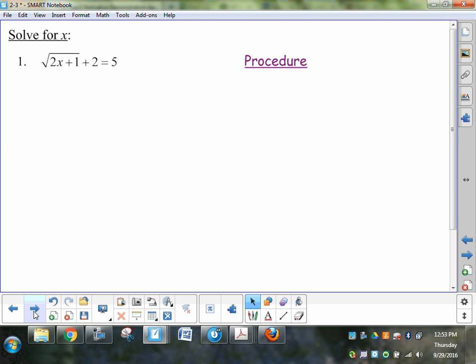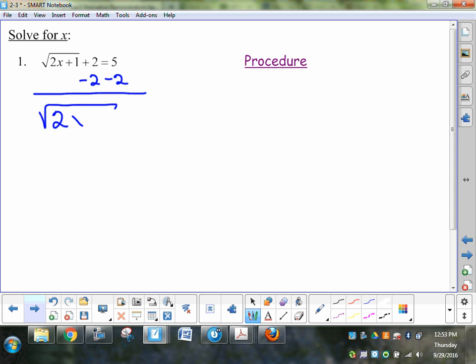So what would be our first step, John Paul, if you're going to isolate the square root? Okay. So I'll subtract 2 from both sides. That leaves me with the square root of 2x plus 1 is equal to 3. Looking at what's there, Alex M., what would you do next to get rid of the square root? Square both sides. Okay. So now I'm going to square both sides. The square root of a radical leaves you with just the radicand of 2x plus 1. And what is it going to be equal to? Nick? 9. 9.